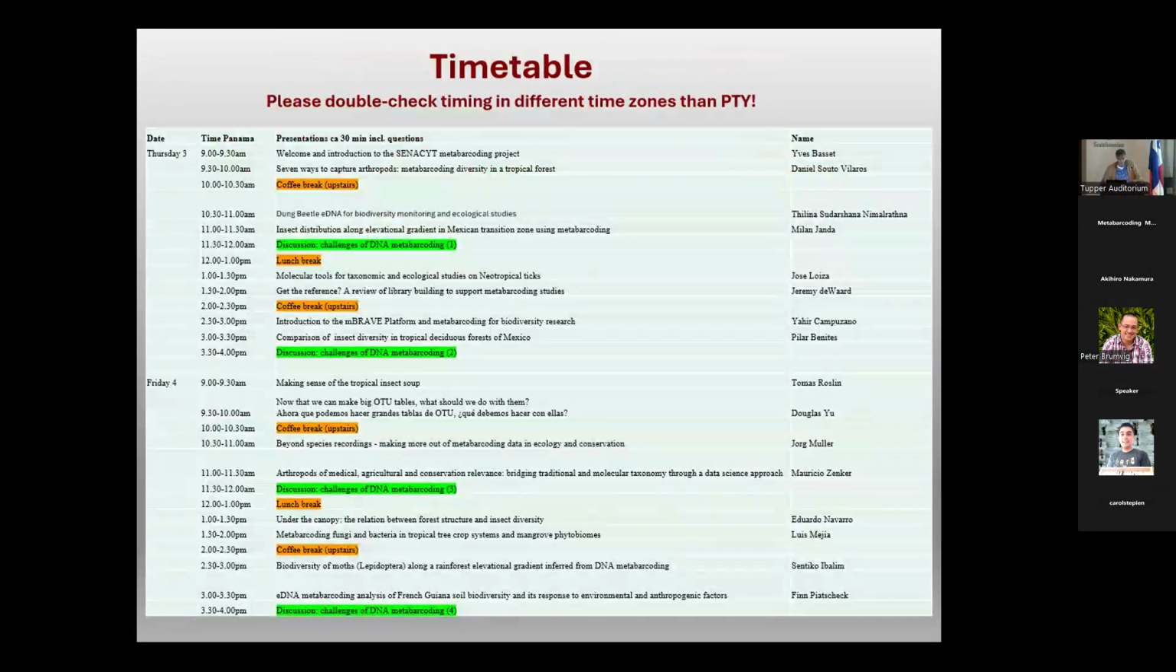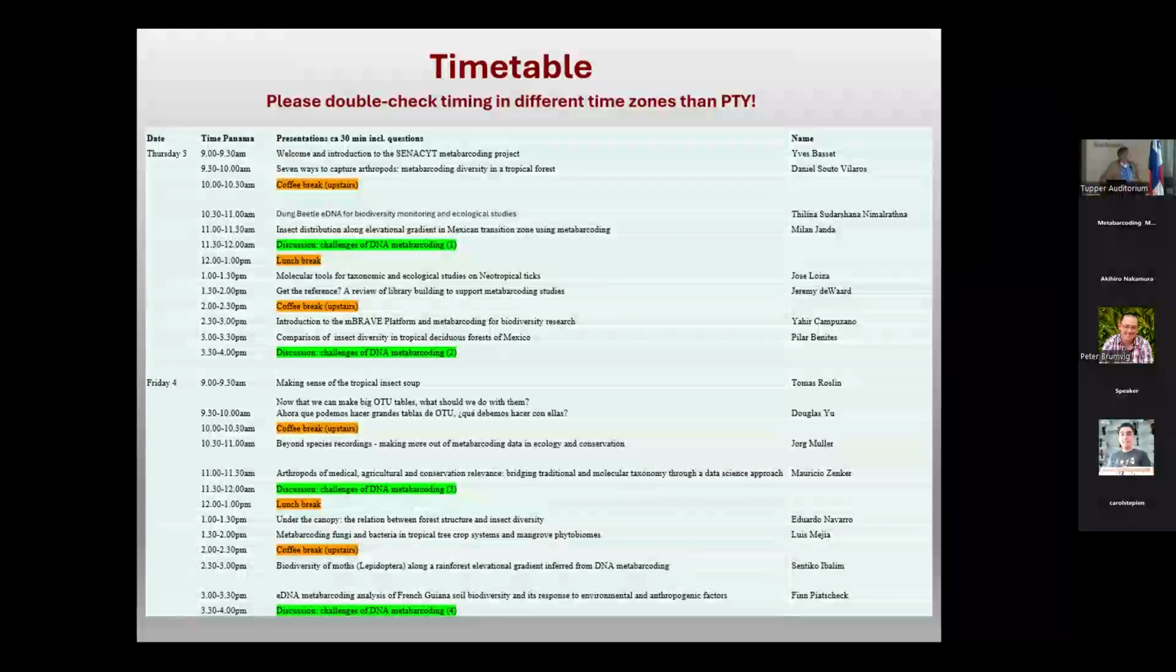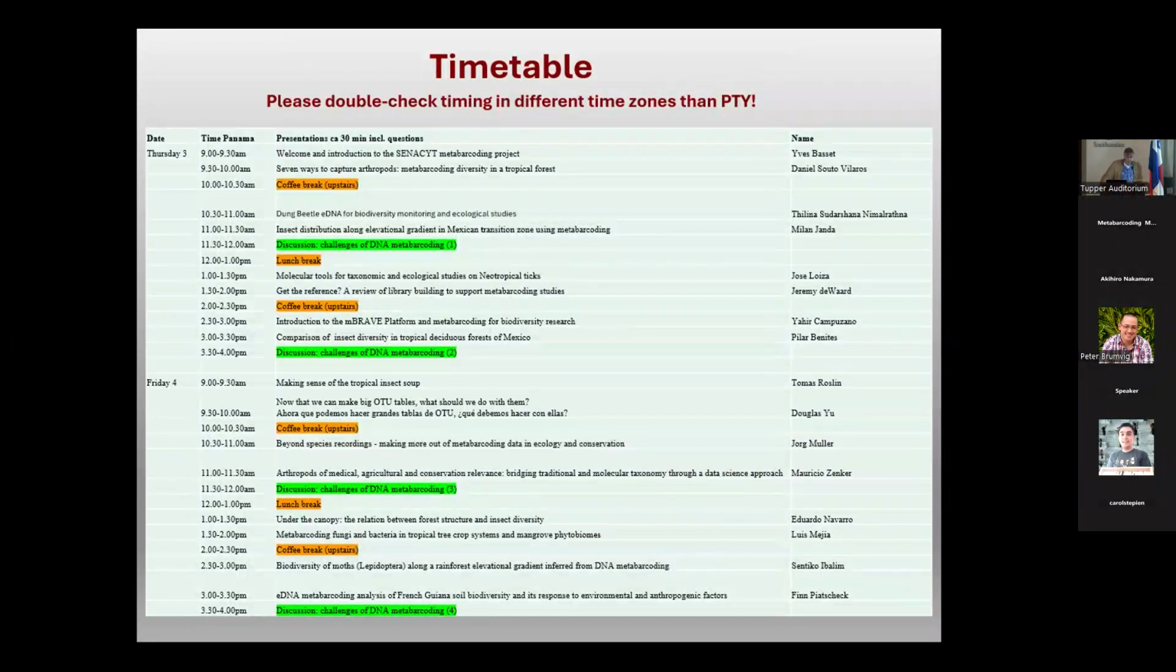So just to explain how the meeting is organized, we're going to have 16 presentations, that's 8 per day. And then what we want to do is, after each 4 presentations, we're going to have a discussion, basically questions for the speakers, and then a general discussion about the presentations, but also about different topics.